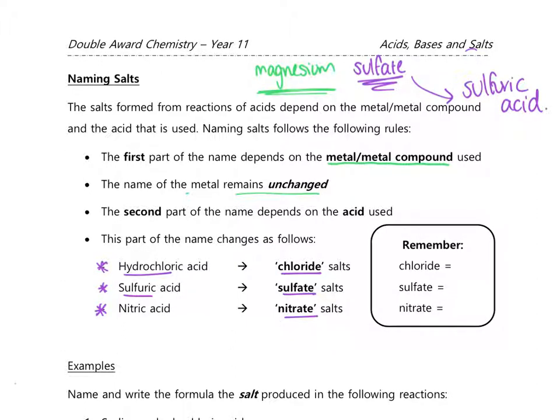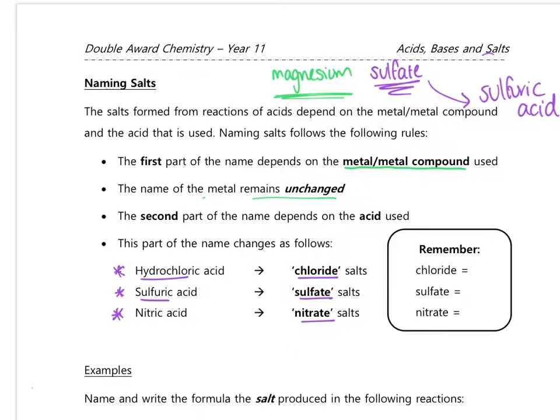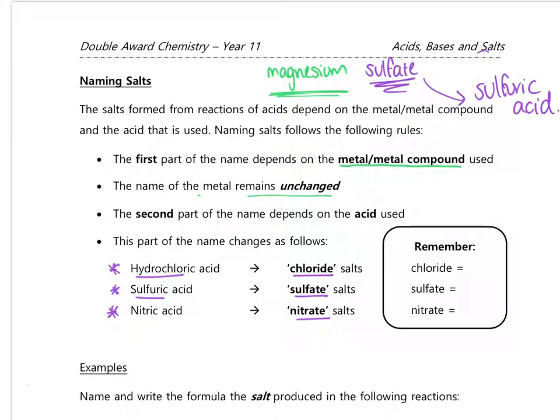So we will also need to be able to write the formula of salts. To bear that in mind, we need to know the formula of the second part of the names. You should also be familiar with the formula of the acids, which we talked about earlier. So hydrochloric acid is HCl. I'll put my hydrogen ions in a different colour again. Sulfuric acid is H2SO4. And nitric acid is HNO3.